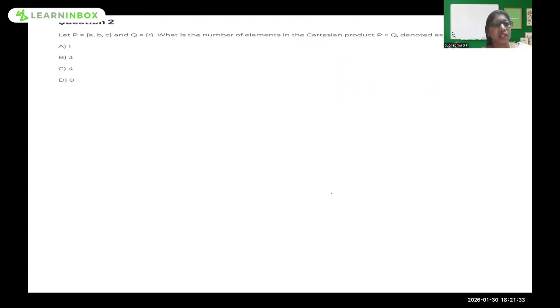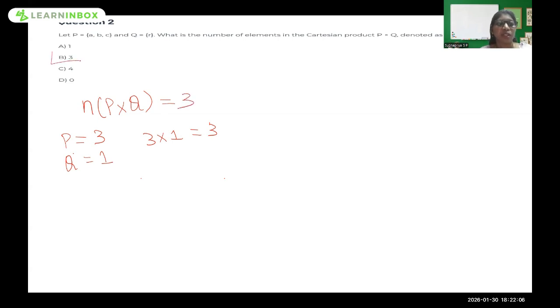In the next question, they have given sets P and Q, and they are asking what is the Cartesian product of P, comma Q. The number of elements they are asking, that is n of P cross Q. So in P there are 3 elements and in Q there is only 1 element. So 3 into 1 is equal to 3. So the number of elements, n of P cross Q, is equal to 3. Option B.